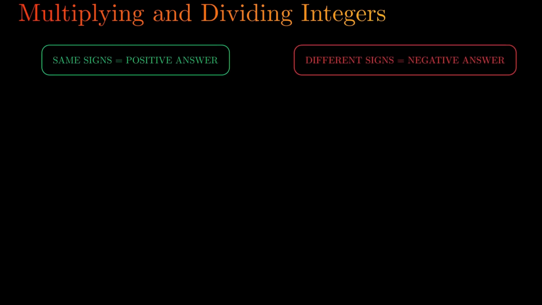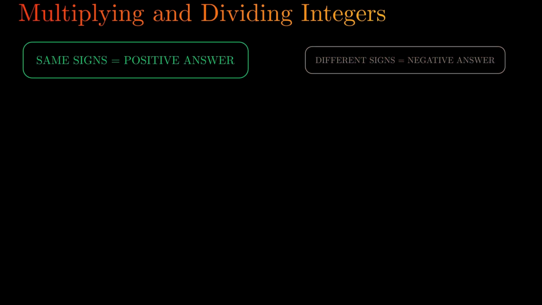Let's start with the same signs rule for multiplication. First, the one you already know, a positive times a positive. The signs are the same, both positive, so the answer is positive 12. Now the new one, a negative times a negative. Just follow the rule. The signs are the same, both negative, so the answer is positive 12.